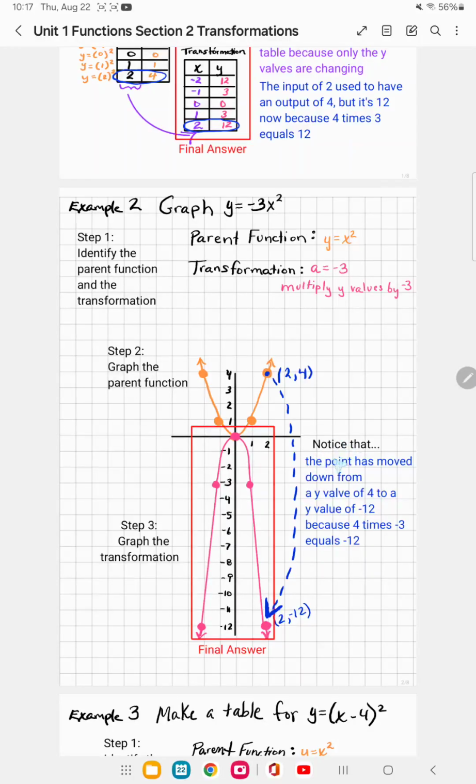Notice here, the point has moved down from a y value of 4 to a y value of negative 12, because 4 times negative 3 equals negative 12. And then we have our final answer.